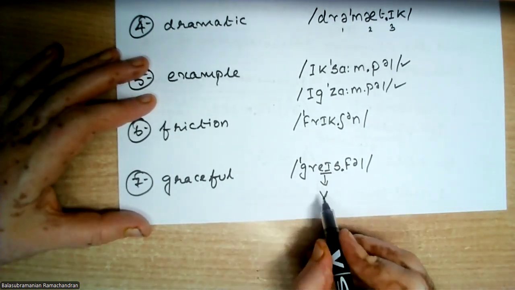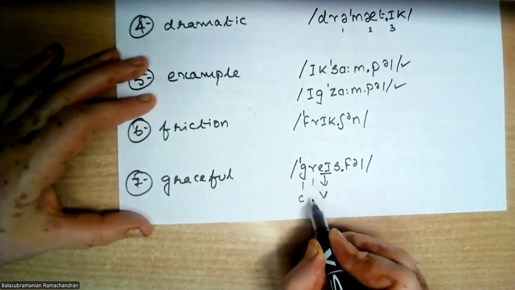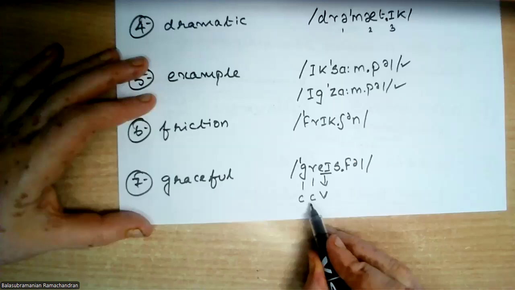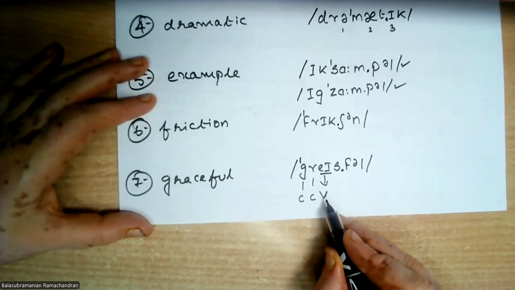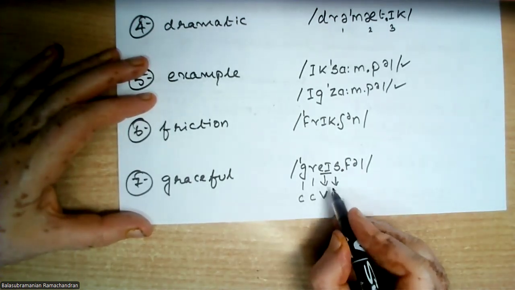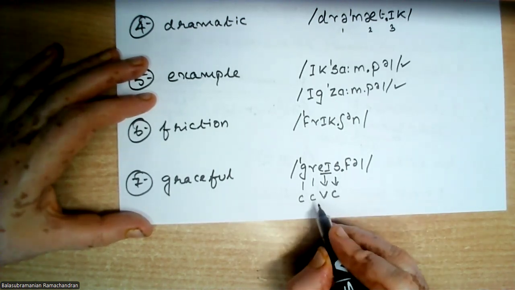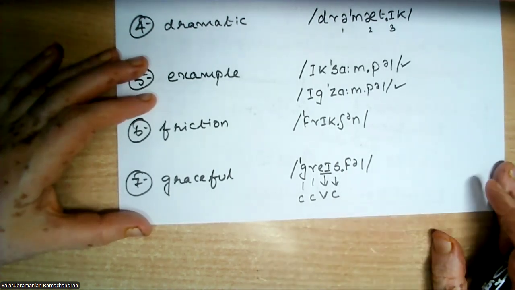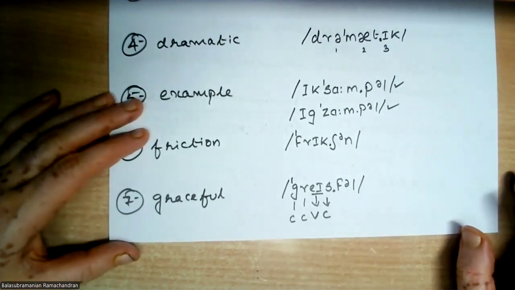Gray, A. How many consonant sounds are there? There is G, which is a consonant, and R, which is a consonant sound. So we put it like CCV. So this syllable has the structure CCV, and there is one more consonant here. So the syllable structure of this word is CCVC. All right. So you can look at it like that also, just so that you understand things better.